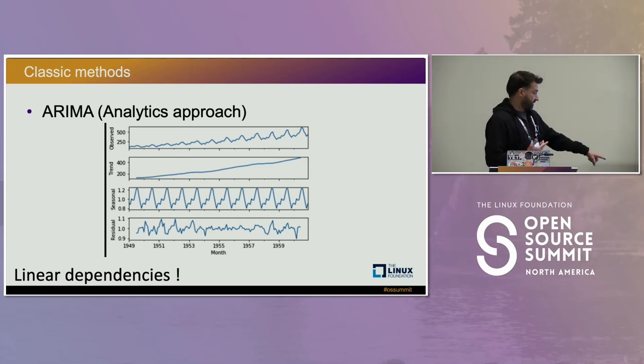And the main problem is that even if you can do it, it's only able to detect linear dependencies. In some cases, if you have a multi-feature, multivariate problem, the relationship between the features is not linear. If the dependencies between the features are linear, it's pretty good and you can use it. But most of the time, the relationship between the features is not linear.